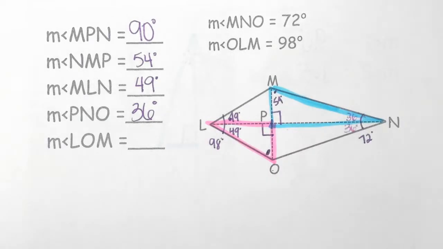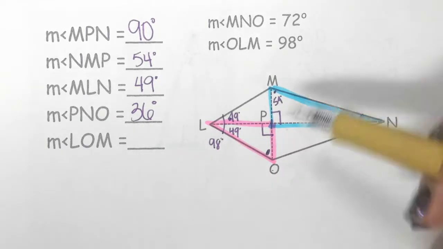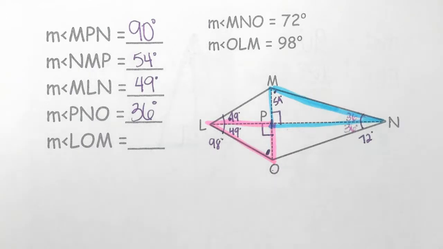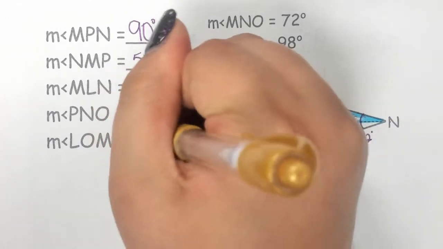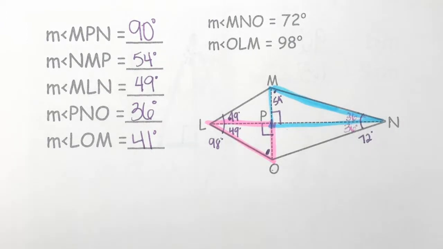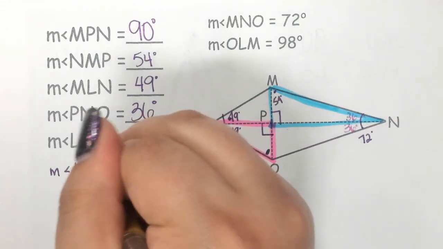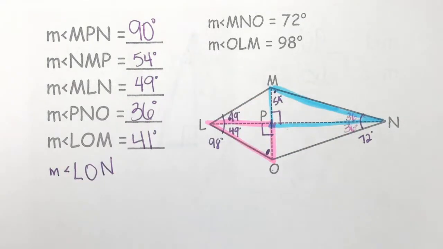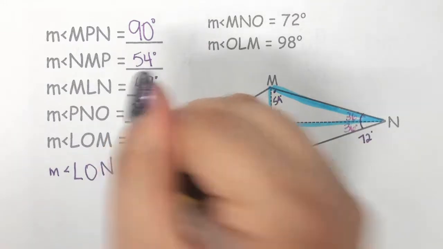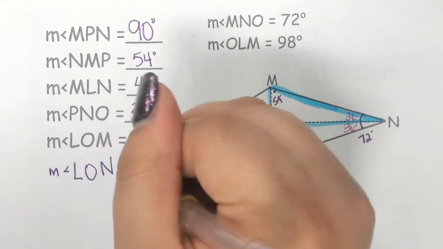AIA. No, there are no parallel lines here. 90 plus 49, minus 180. That's 31 degrees. I'm going to add another question here. It's 31. What is angle LON?